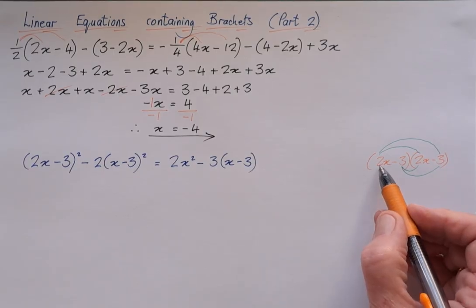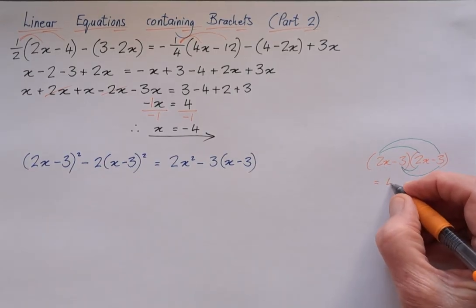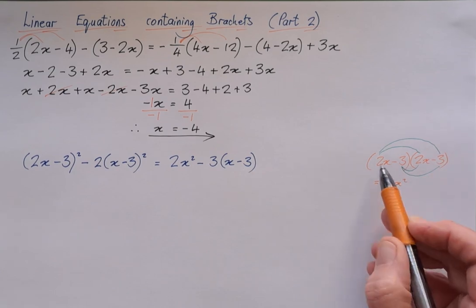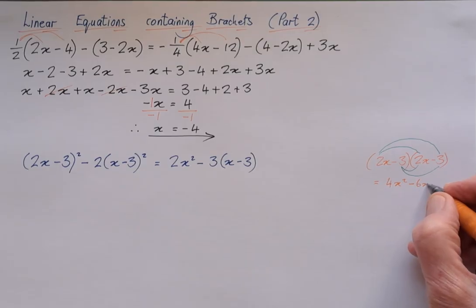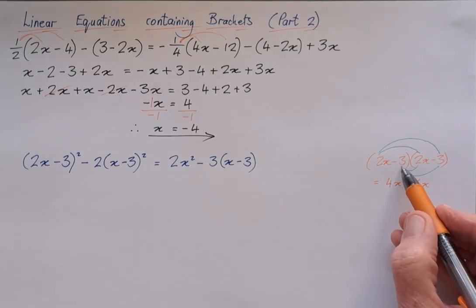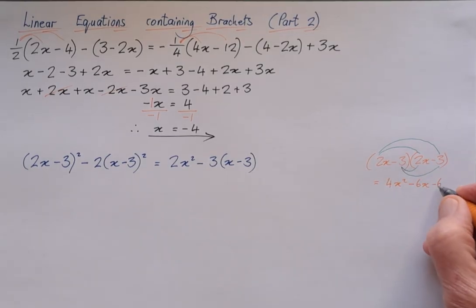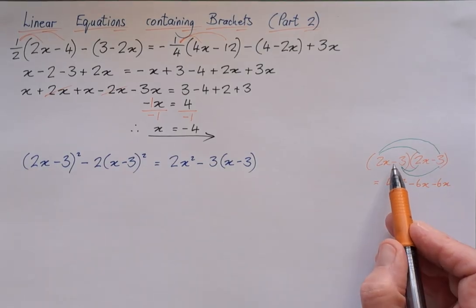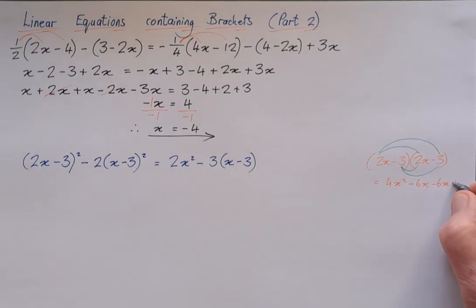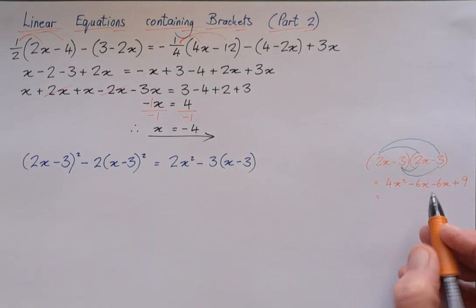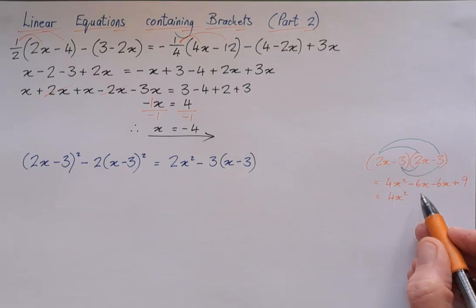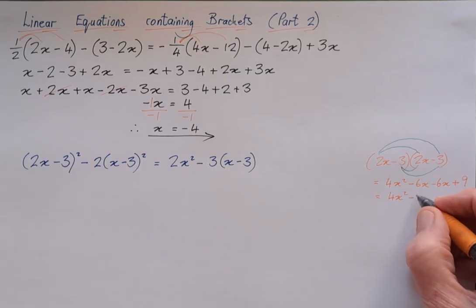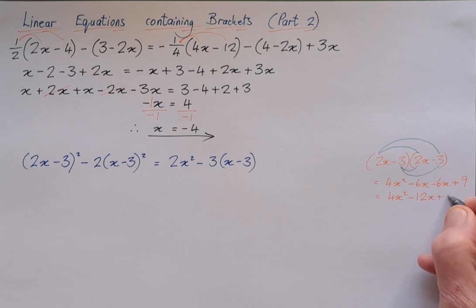So first, 2x times 2x is equal to 4x squared. Outers, 2x times negative 3 is negative 6x. Inners, negative 3 times 2x is negative 6x. And lasts, negative times negative is positive, 3 times 3 is 9. And then, of course, we've got two like terms here. So it's actually 4x squared minus 12x plus 9.